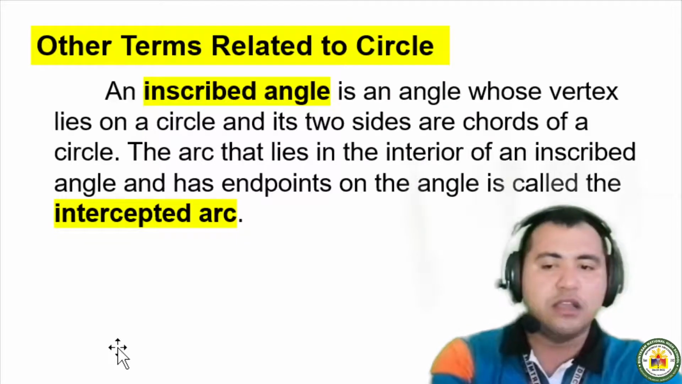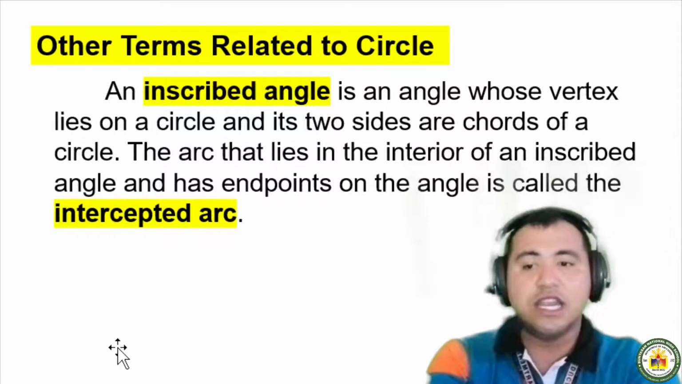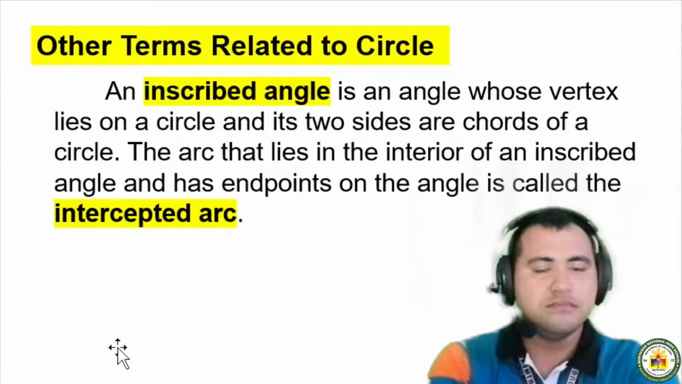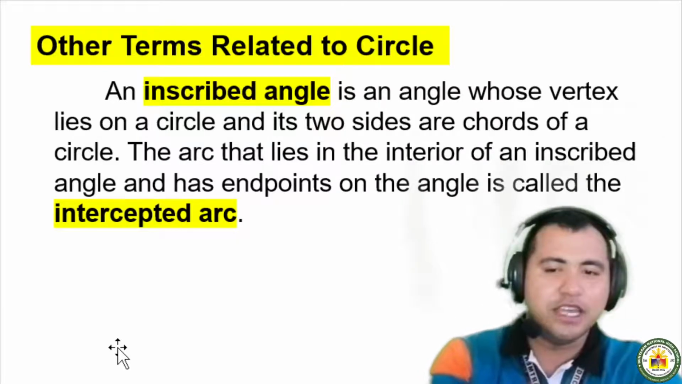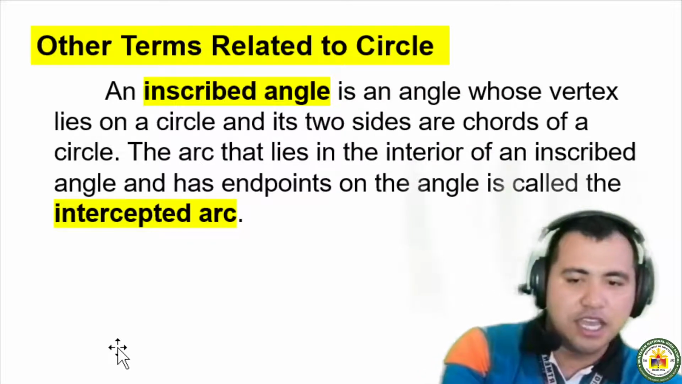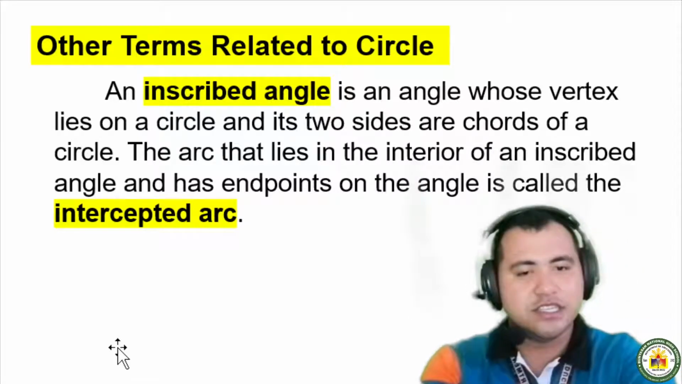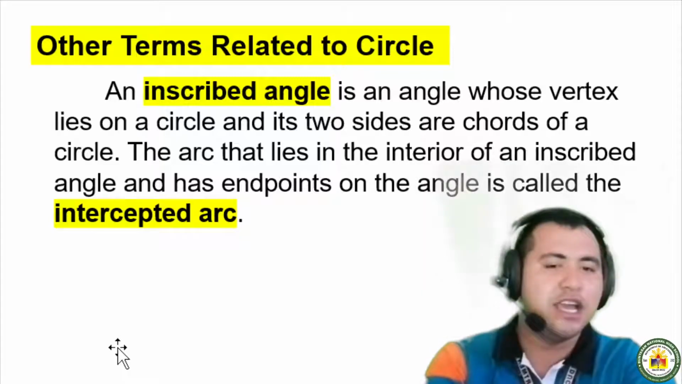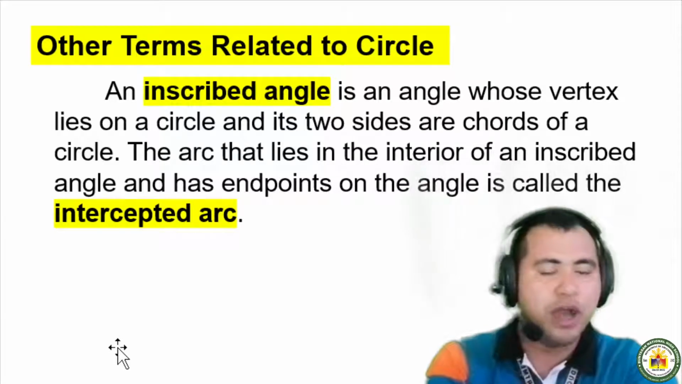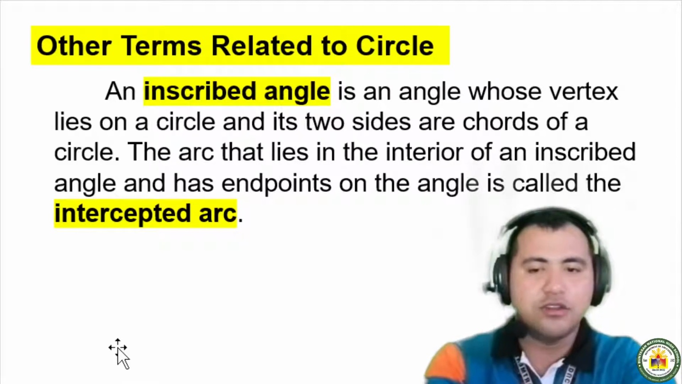An inscribed angle is an angle whose vertex lies on a circle and whose two sides are chords of the circle. The arc that lies in the interior of an inscribed angle and has endpoints on the angle is called the intercepted arc. An inscribed angle is an angle whose vertex is on the side of our circle, right on the curve. That is where our vertex is.